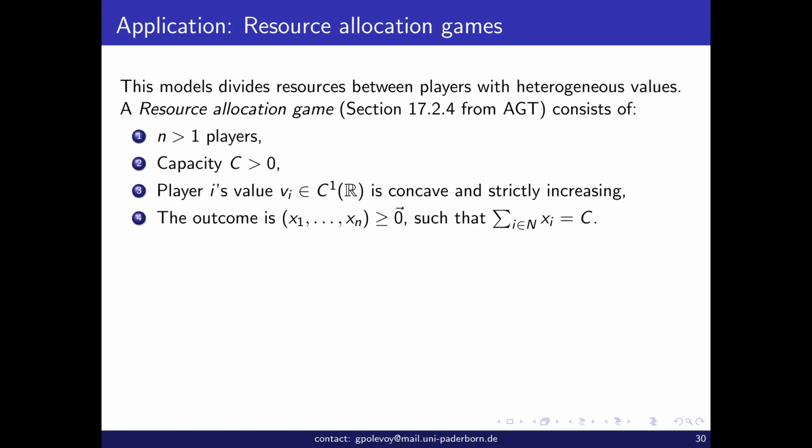And the value function models how much the player values a certain amount of the resource. So in general, they can be different. That's exactly what I mean by heterogeneous values. And the outcome, the division of this resource, is a non-negative vector x1 till xn, such that the vector elements represent how much capacity every player receives. So the sum of those xi's is equal to s.